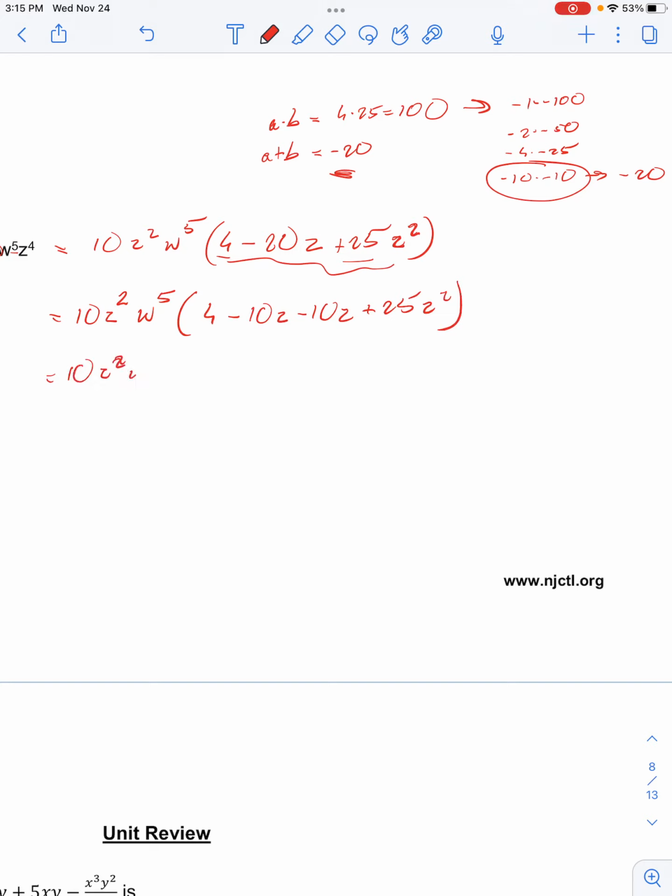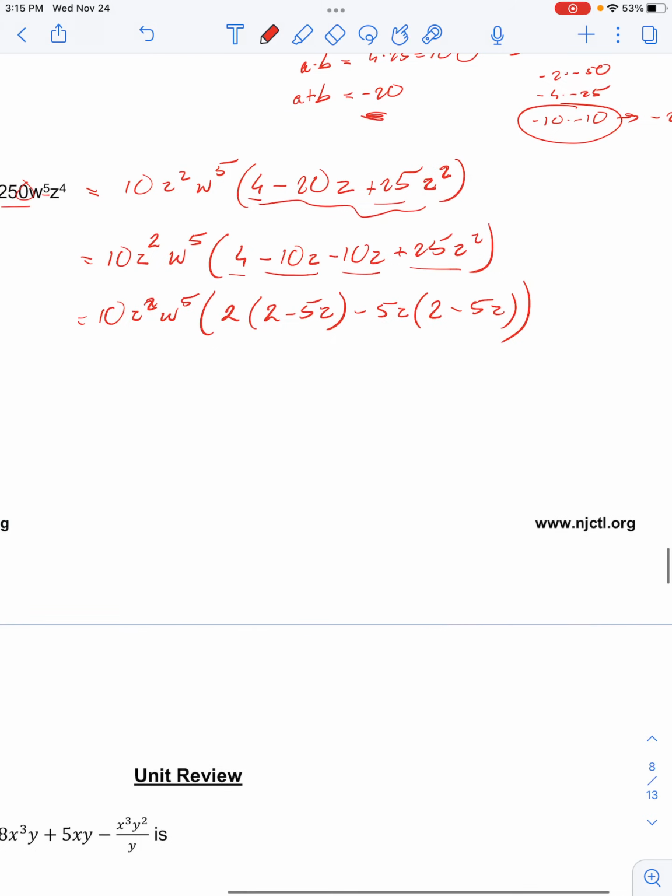Then rewriting it again, I have z squared w to the 5th. Now I'm going to group two of these together and another set together. So from 4 and negative 10z, I can pull out a common factor of 2. Then I'm left with 2 minus 5z. Then grouping negative 10z and 25z squared, I have a greatest common factor of negative 5z. Then I have 2 and a minus 5z. And so I have the same set of parentheses here.